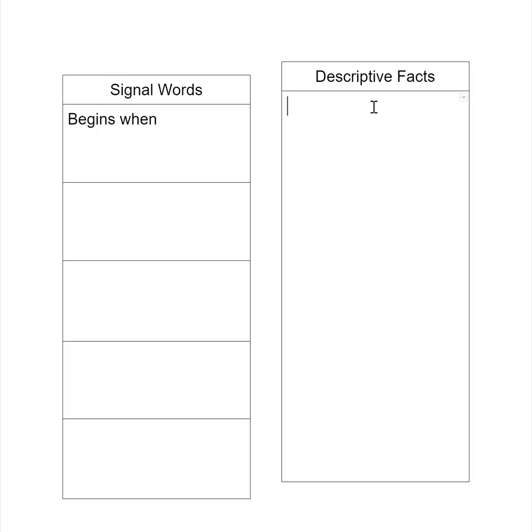the snow avalanche, and it says an unstable snow breaks away from a mountainside. So that's our signal word, begins when, and then you know the author is going to be describing something, giving description.